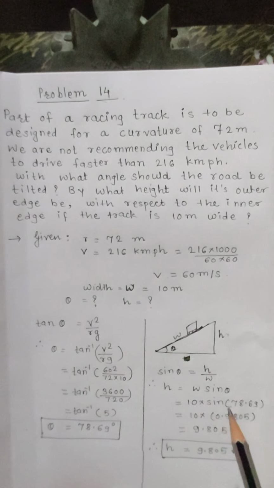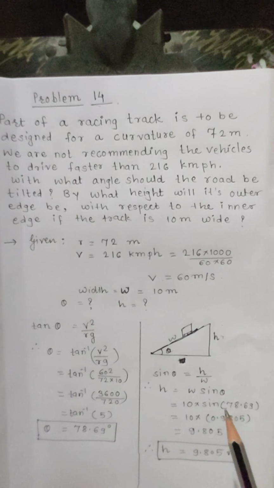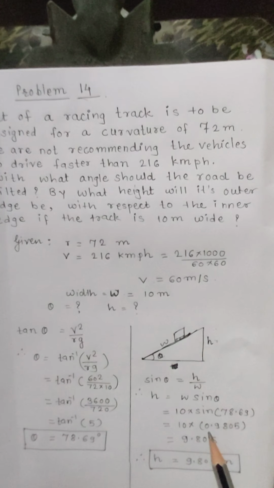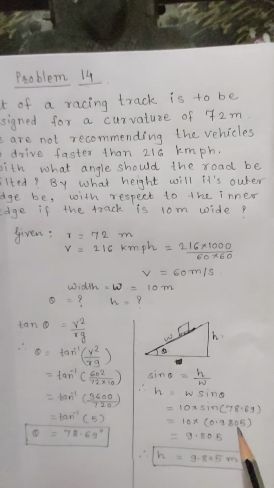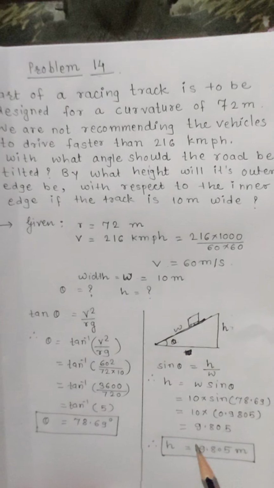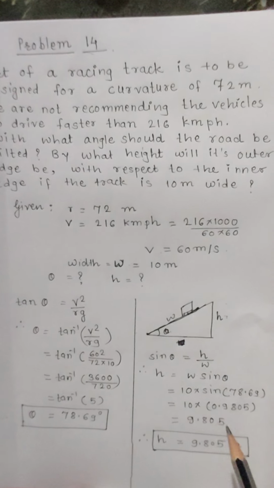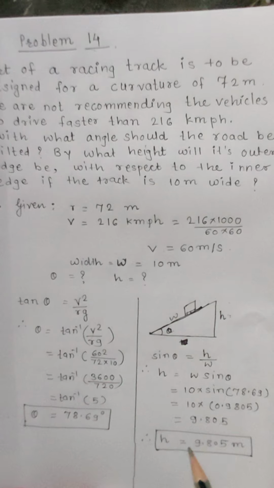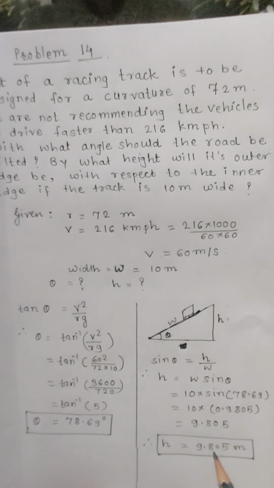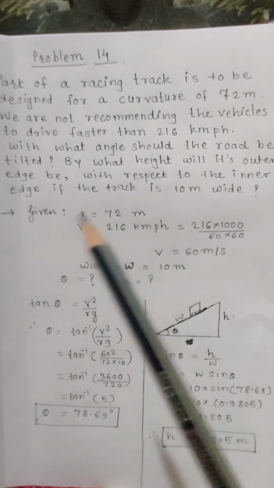Find the sin theta, that is sin of 78.69, from the log table. And you will get the value 0.9805. Multiplied by 10, the value will be 9.805 meter. So the height should be 9.805 meter.